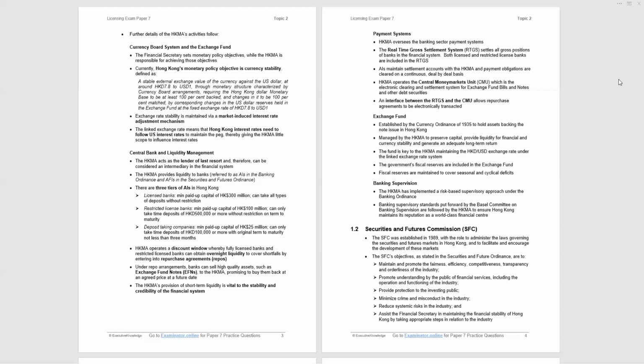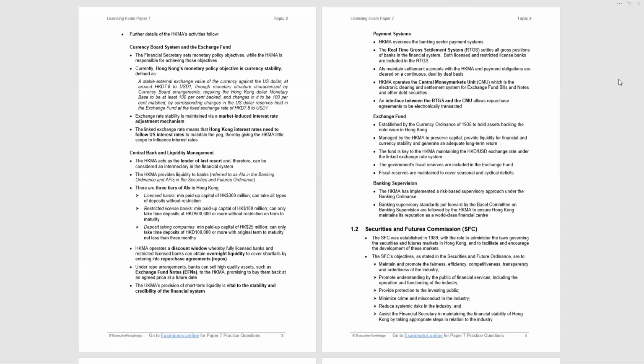And then a short bit on banking supervision. HKMA has implemented a risk-based supervisory approach under the Banking Ordinance, and the banking supervisory standards put forward by the Basel Committee on Banking Supervision are followed by the HKMA to ensure that Hong Kong maintains its position as a world-class financial centre. Now we move on to the second regulatory body, the Securities and Futures Commission.